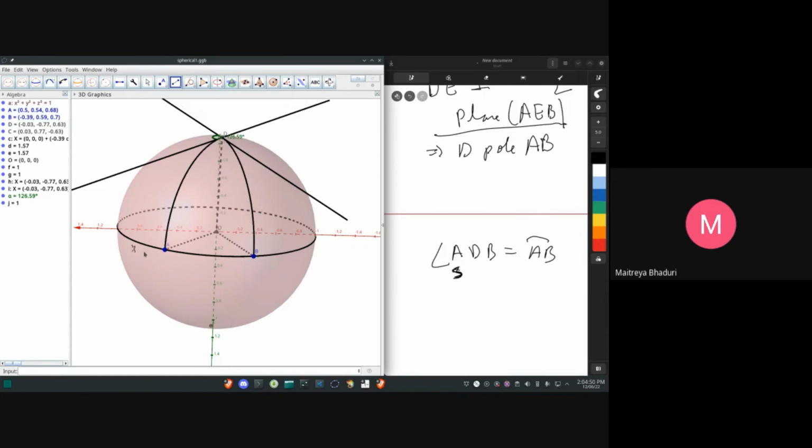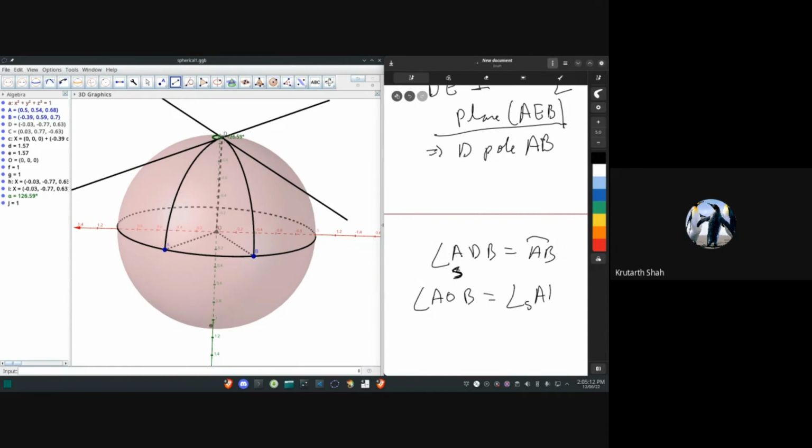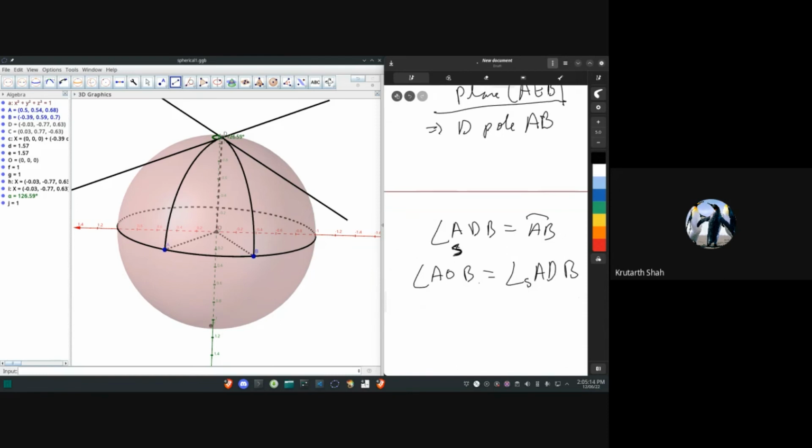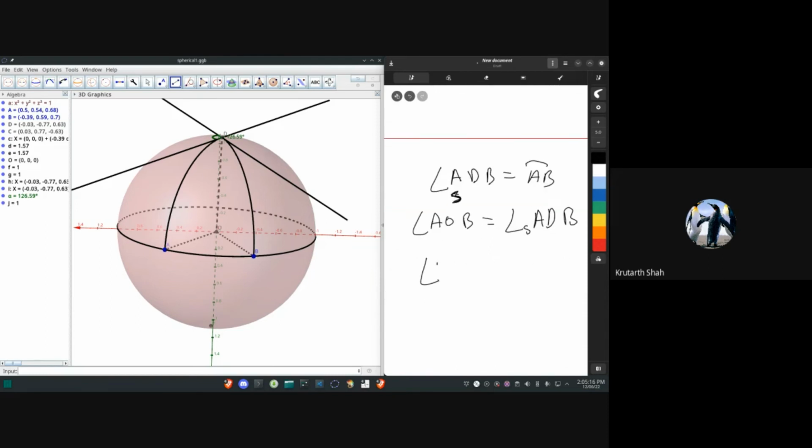Yeah, exactly. So since the tangent lies on the same plane as the circle itself, and OD is perpendicular to both the tangent and OA, this tangent is parallel to OA, and similarly this tangent is parallel to OB. So we get that angle AOB equals spherical angle ADB.